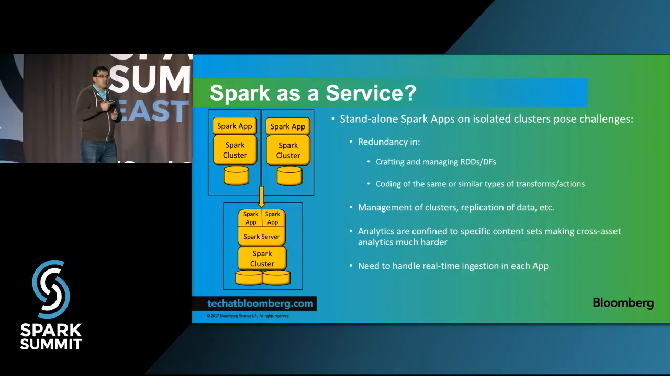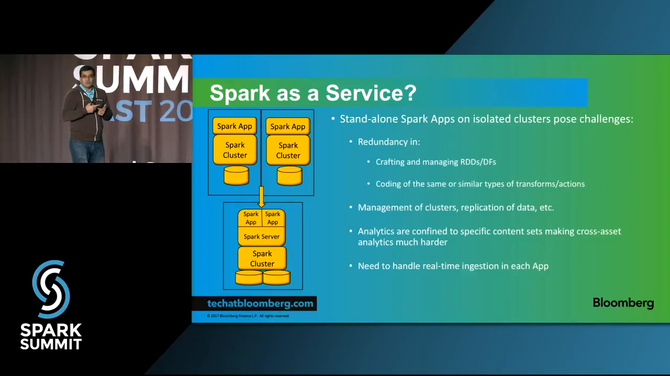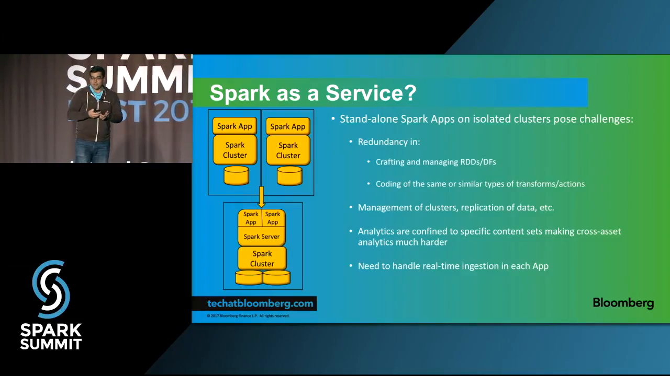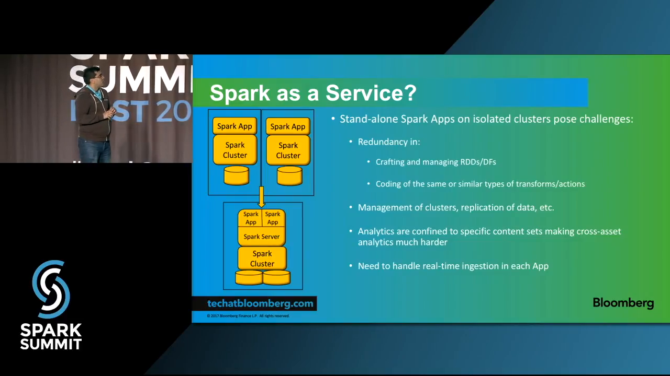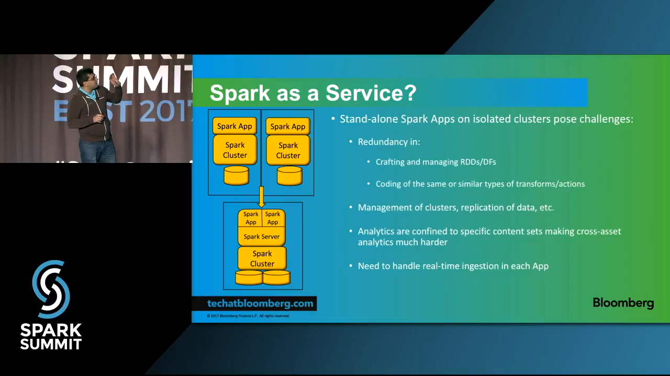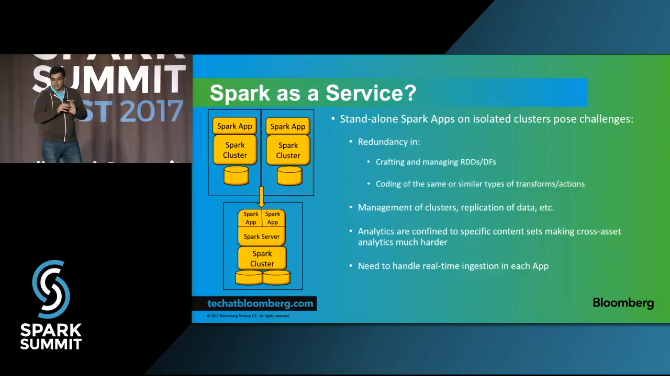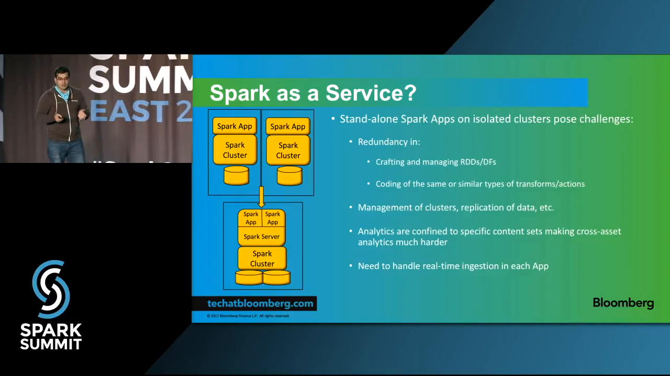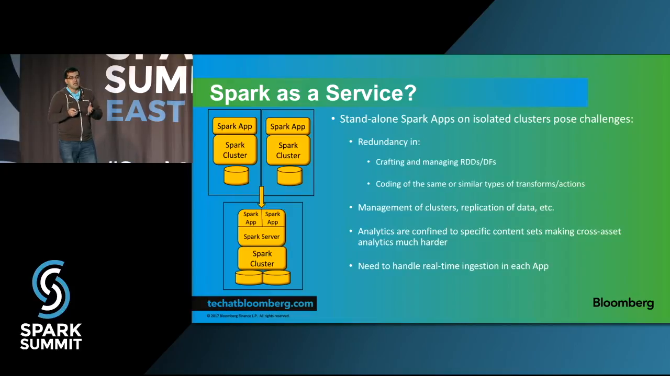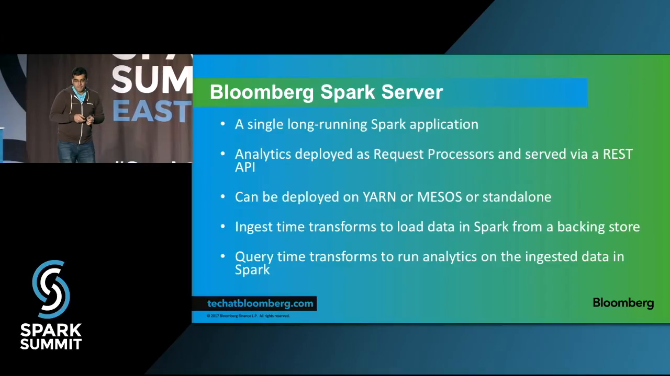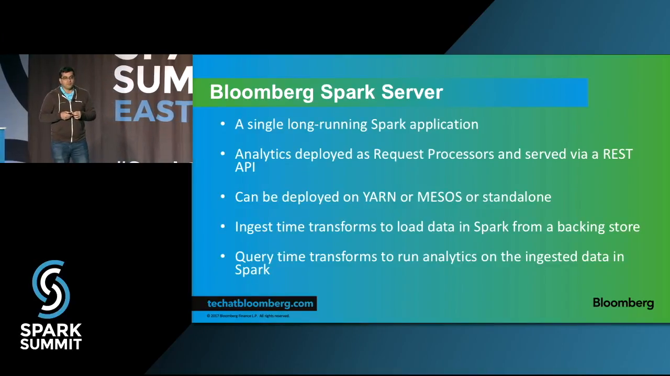And each application would then also come up with their idiosyncratic solutions to handle real-time data ingestion. So what we actually wanted was to get to a framework that looked something like the image below, where you have a single Spark cluster, and you have multiple applications deployed on it. And that was more or less the genesis of Bloomberg Spark Server.